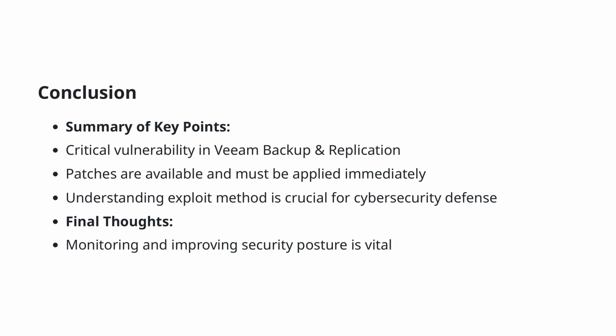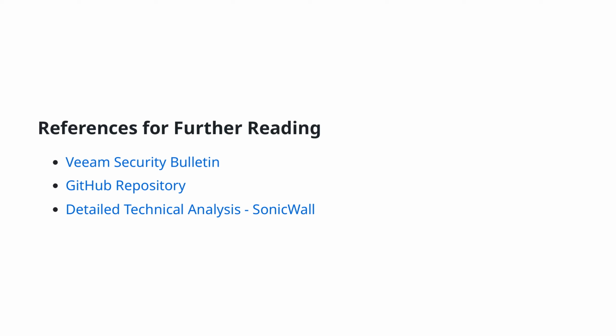On this slide, we are looking at references for further reading to deepen your understanding of the topics we've covered. The Veeam Security Bulletin is a valuable resource for getting direct information about vulnerabilities and patches. The GitHub repository is another excellent source, likely offering code samples or tools related to these security issues. Lastly, the detailed technical analysis from SonicWall will provide an in-depth perspective on how these exploits work and what can be done to mitigate them. Exploring these resources will enhance your knowledge and ability to bolster your cybersecurity measures.